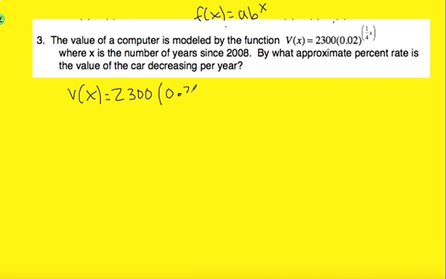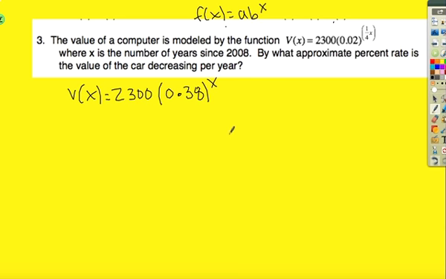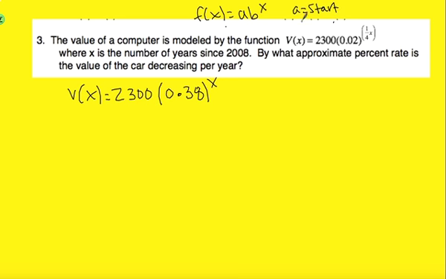So 0.38 to the x. Now it asks by what approximate percent rate the value of the car is decreasing per year. So remember that in our basic exponential functions, A stands for the starting value and B has to do with the rate. So what I'm going to do is identify what my B is.